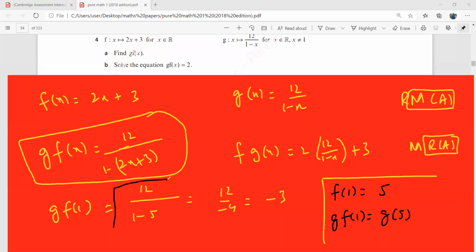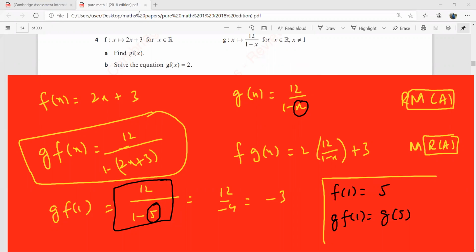Can I say this is also g of 5? You see, you have x over here and you have 5 over here. So that is purely your g of 5. Yes or no? Yes, sir. Acha. Now we can go back to the first question.